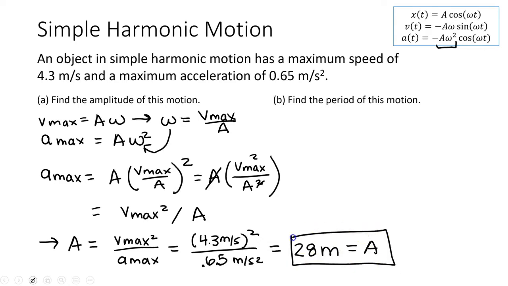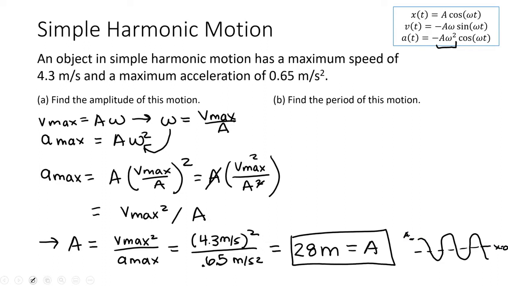In other words, if we were looking at a position versus time curve, it would look something like this. It's oscillating around x equals 0, and this maximum height would be that A. So that maximum height above x equals 0 would be 28 meters.